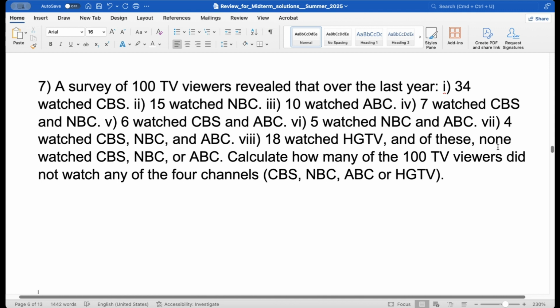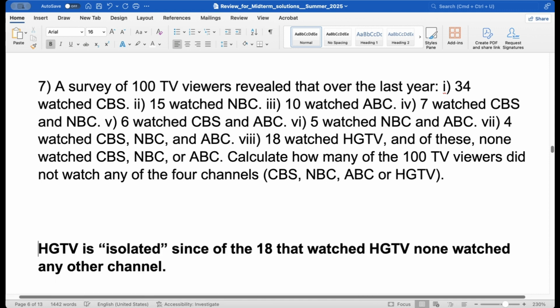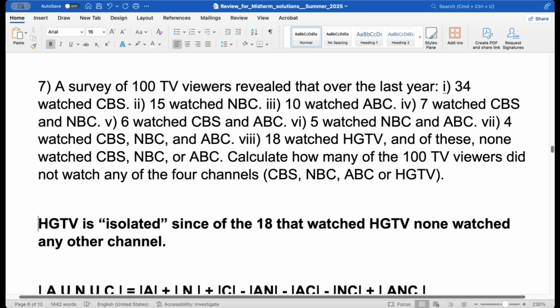So because it's isolated like that for this 4th network of 18, we can deal with that separately and not have to do the full-on formula for the union of 4 sets. We can reduce it down to 3. And the question is asking how many of the 100 did not watch any of the 4 channels? None of the above. So again, HGTV, it's 18 with no other overlap, so we can deal with that and not have to do the full-on four-set situation. I'm not gonna test you on that situation.